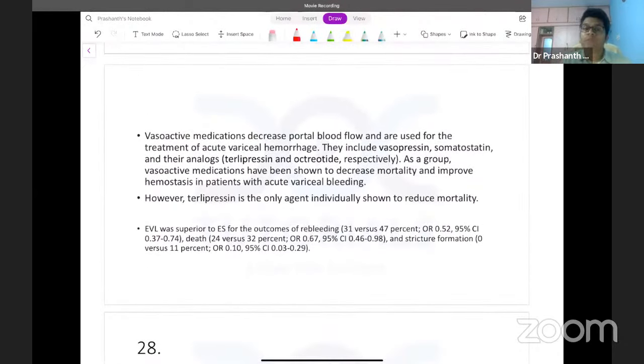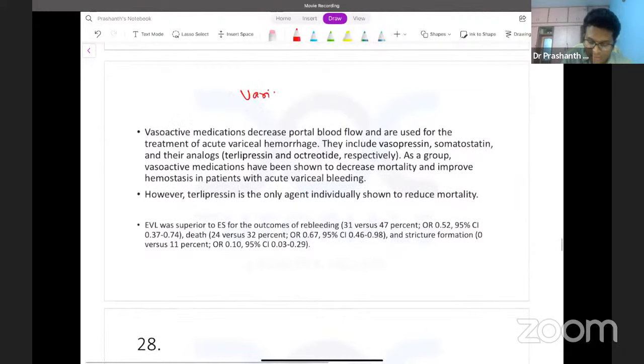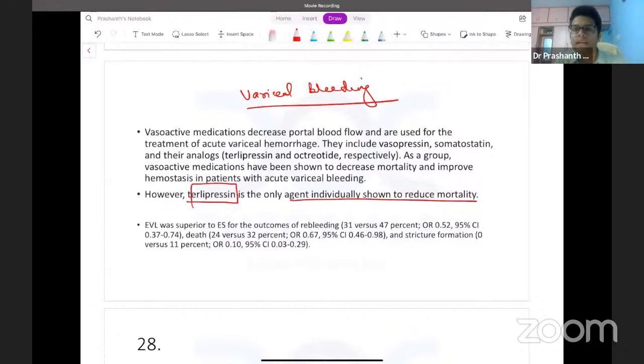Now, when it comes to vasoactive medications, when it comes to variceal bleeding, the only molecule which has been shown to have a mortality benefit is terlipressin. So this is the only agent which is shown to reduce mortality, not even octreotide, not any other drug.